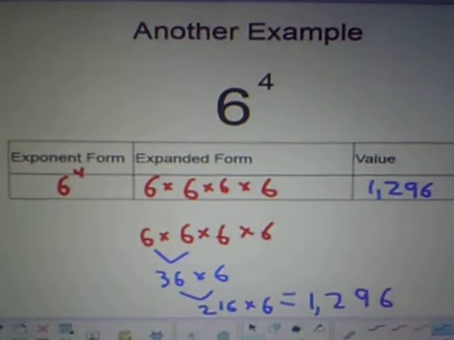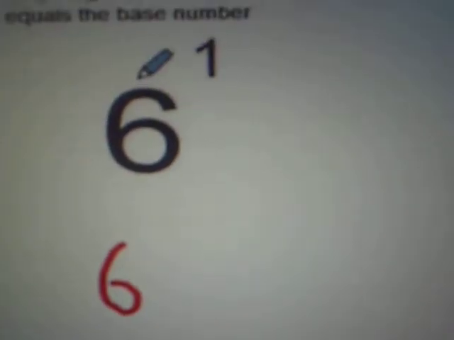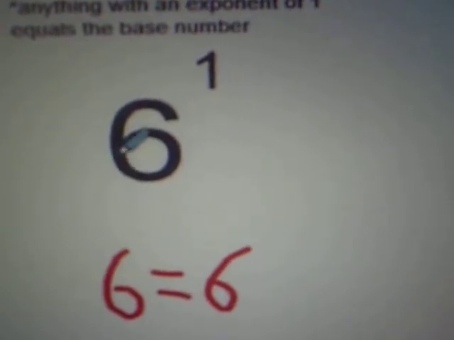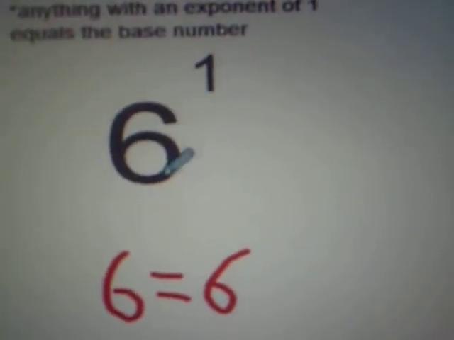Okay? Lastly, well, actually two things, we have some special cases. And it's important that your student know these special cases. The first special case is that anything with an exponent of 1 just equals the base number. 6 raised to the first power, well, if I wrote that out in expanded form, it would just be one 6. 6 is my base number. The exponent tells me how many times to write it out, just one time. So 6 is just equal to 6. So therefore, any number, no matter what the base number is, if the exponent's 1, your value is just your base number.